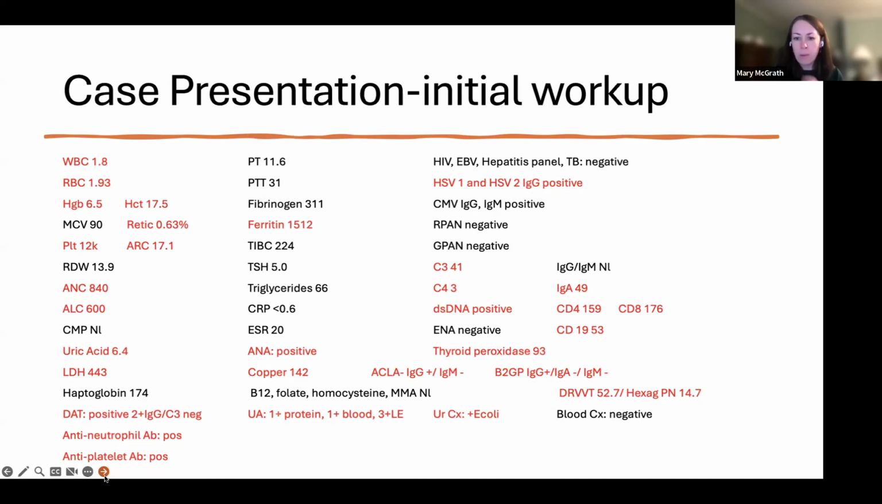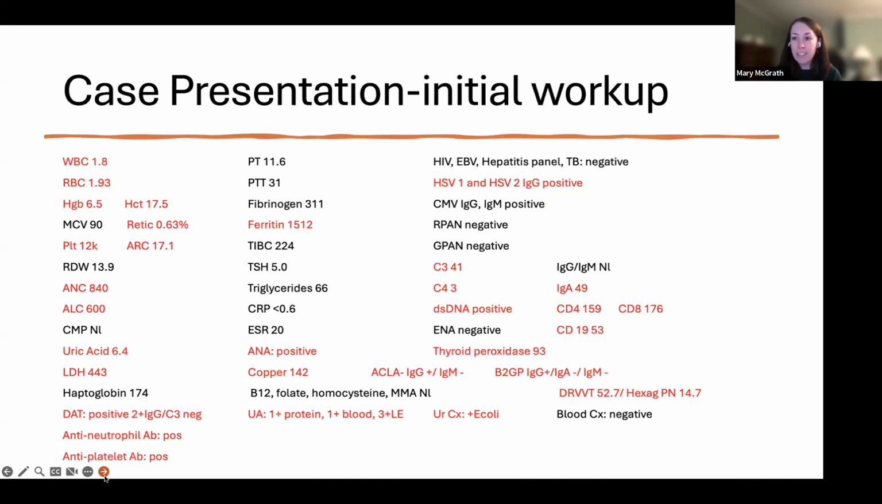She had an infectious workup, which was pertinent for a positive urine culture, which grew E. coli. Blood cultures were negative. Her HSV1 and HSV2, she was IgG positive, and then otherwise was negative for CMV, HIV, EBV, hepatitis panel, and TB quant were all negative.